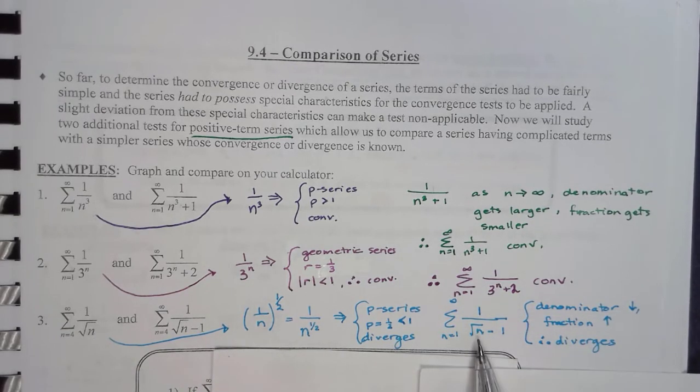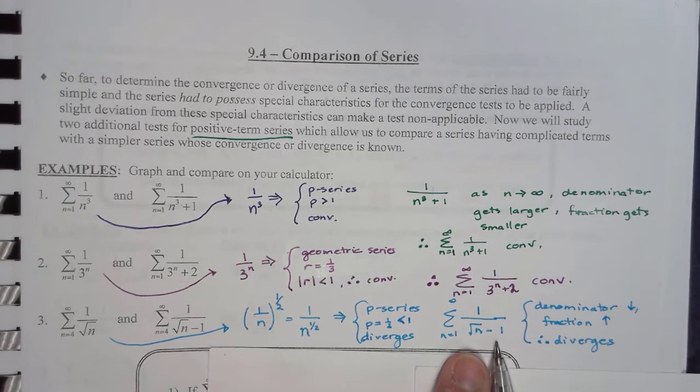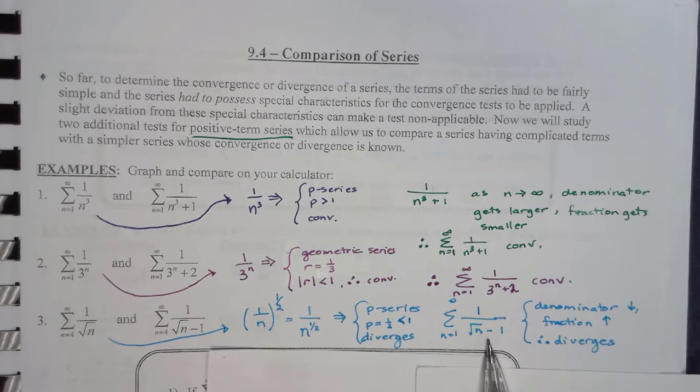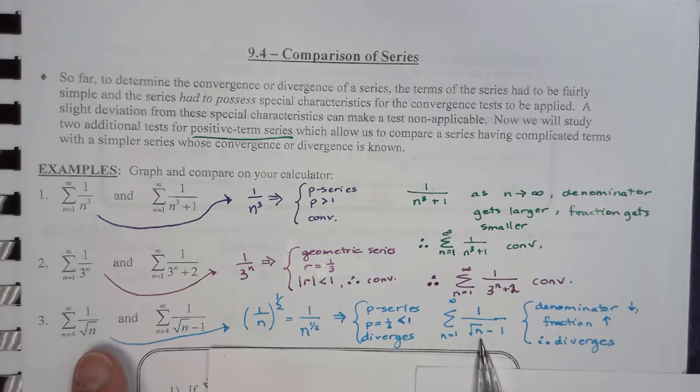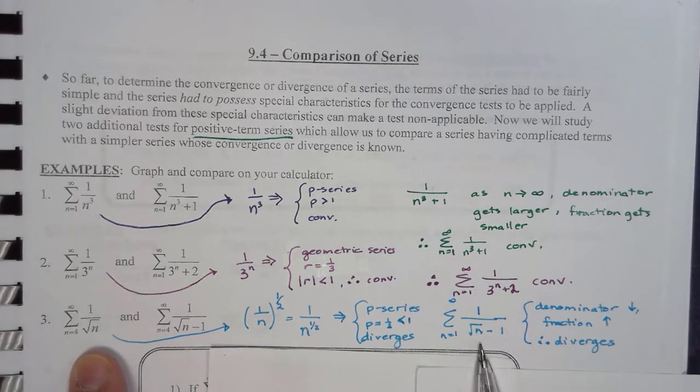Let's remember, as a denominator gets smaller, compare the fourth term. I would have the square root of 4, which is 2. Here I would have the square root of 4, which is 2, minus 1. The smaller the denominator, the bigger the fraction. So term by term, each term of this series is larger than this one. We know this one diverges, so this one diverges.